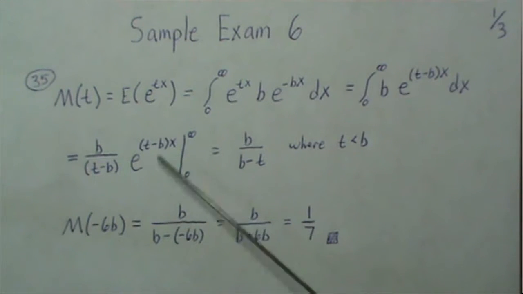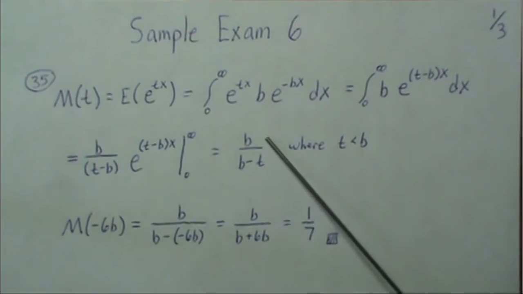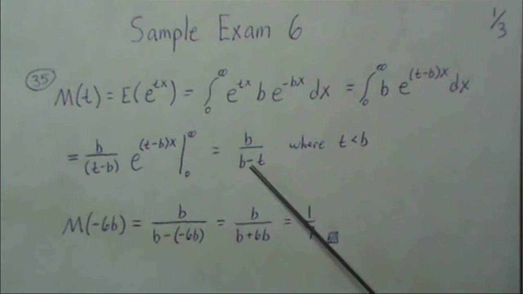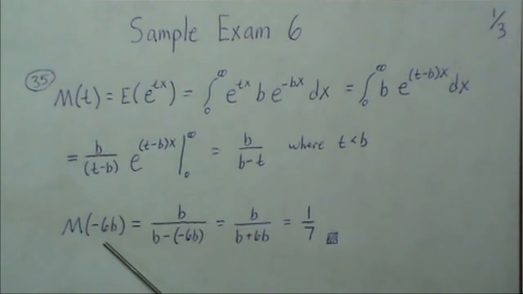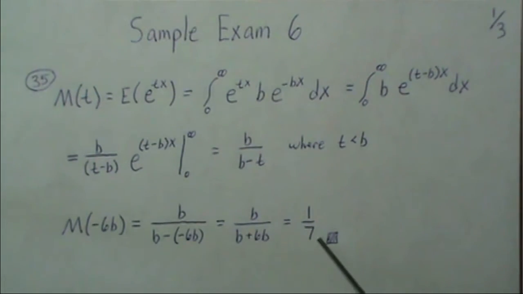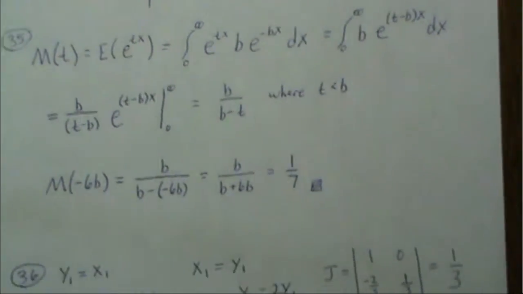You plug in 0, you get minus b to the t minus b, but then you take the negative into the bottom and it cancels. So then you plug in minus 6b into this, and you get 1/7.